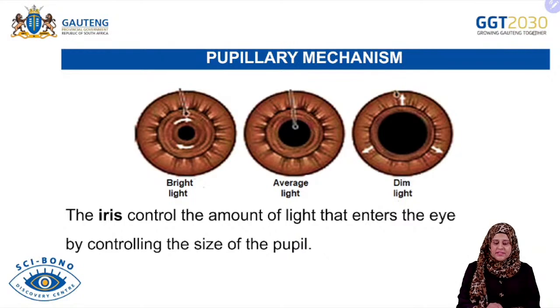And this iris controls the amount of light that enters the eye by controlling the aperture, or the pupil, right? So the pupil is what allows light to enter, and the iris controls how much light enters by controlling the size of the pupil. As you can see here, during bright light, the pupil is small. During average light, the pupil is a little bit larger. And in dim light, when there's not enough light and you're battling to see, you will find that the pupil is much larger.